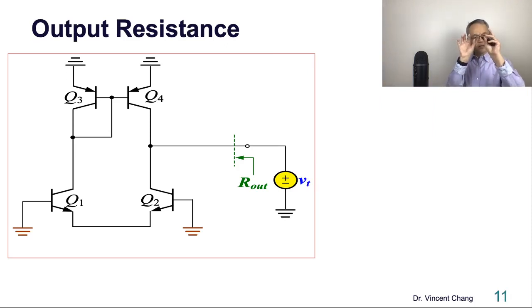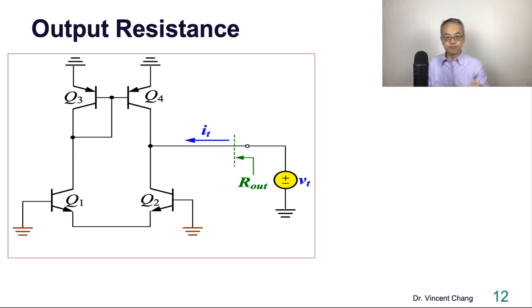So we put on a testing voltage, an AC voltage generator from the outside. Just imagine there is a test voltage generator at the external output terminal, and then there's a current flowing from the generator: testing voltage and testing current. Try to find out the relationship between these two. The relationship between IT and VT will give you the answer. Why? Because VT equals IT times Rout. So the ratio VT divided by IT tells us the answer.